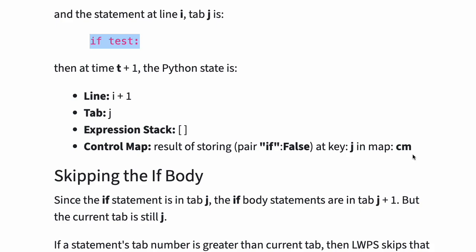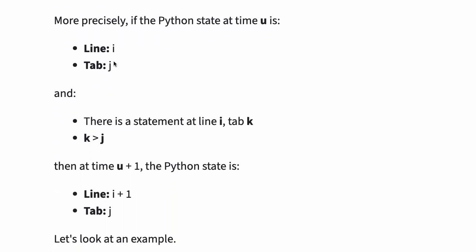Since the if statement is in tab j, the if body statements are in tab j plus 1, but the current tab is still j. If a statement's tab number is greater than the current tab, then LWPython skips that statement. More precisely, if the Python state at time u is as follows, where line is i and tab is j, and there's a statement at line i and tab k, where k is greater than j, then at time u plus 1, the Python state is as follows, where line is i plus 1 and tab is j.